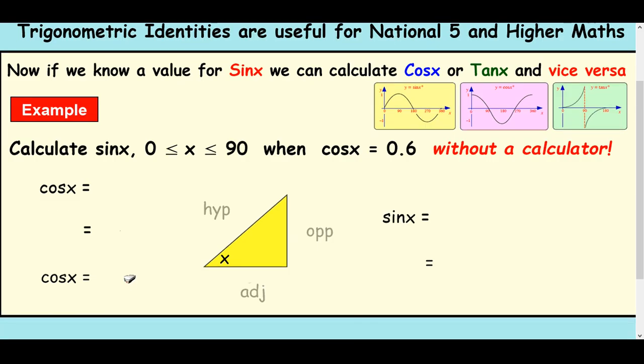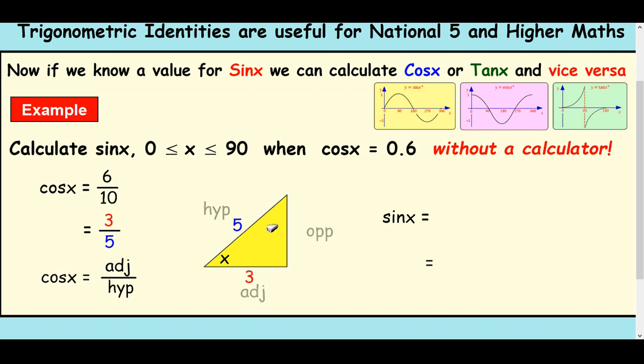Okay, let's look at another idea, very similar to what we did before. So calculate sine x when cos x is equal to 0.6 without a calculator. So again, I know 0.6 is 6/10, 6 over 10. I can simplify that down to 3 over 5, just divide the top and bottom by 2. And I also know that cos x is equal to adjacent over hypotenuse, so I can draw a wee triangle out, and from this information I know the hypotenuse is 5 and the adjacent side is 3, that's the bottom.